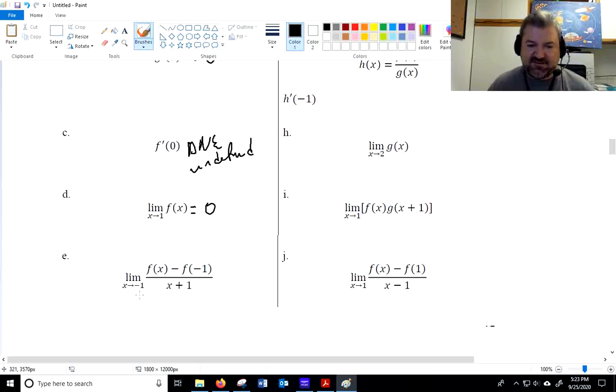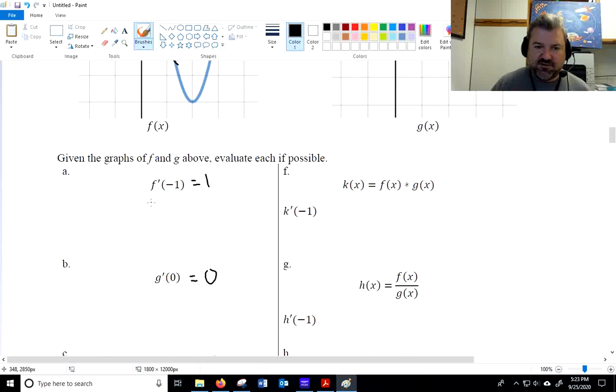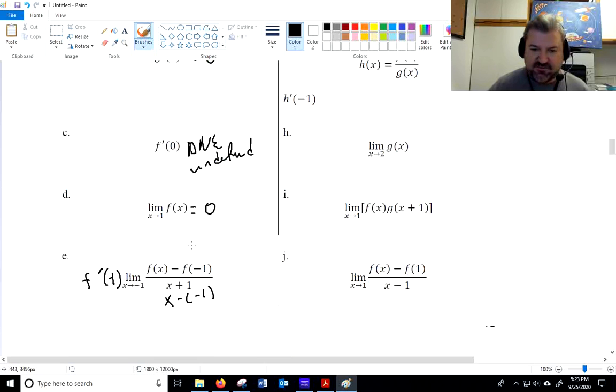E. The limit as x approaches negative 1 of f of x minus f of negative 1 all over x plus 1. Well, this is x plus 1. You know what that is. That's x minus a negative 1, right? So what do you think this is? Well, we just went over that a second ago. Hopefully you remember that is f prime at negative 1. I think we already answered that. So this limit must be 1 because that's the derivative at negative 1.